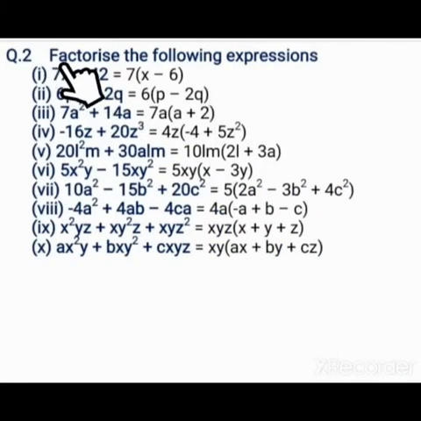Next, question number 2, factorize the following expressions. First one, 7x minus 42. In these two terms, 7 is common, in bracket x minus 6. In the second one, 6p minus 12q, that is 6 in bracket p minus 2q. Same as the third one, 7a square plus 14a, 7a is common, a plus 2. Same for the fourth to the tenth ones. We have to find out the common factor and the remaining are the factors of each and every term.